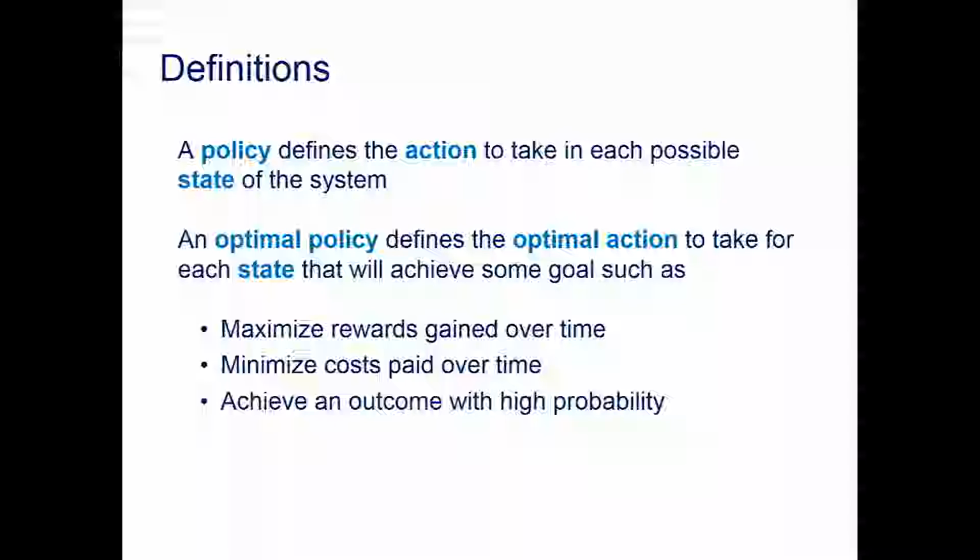Okay. Sometimes you call it a lookup table, and then an optimal policy is going to be the optimal action to take for each state, and that's often what we're after. And the optimal is with respect to different kinds of goals, like maximizing rewards over time or minimizing costs, but there are lots of other ones too, like achieving an outcome with a very high probability, for example. A lot of different objective functions that you could have for these kinds of problems.